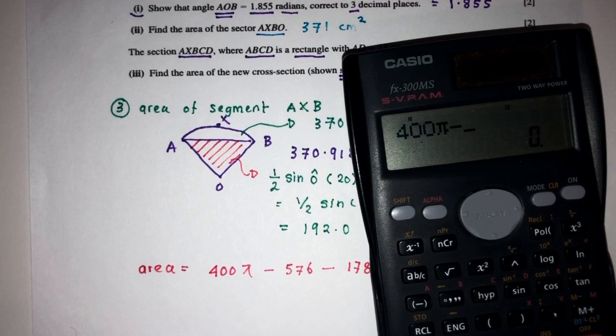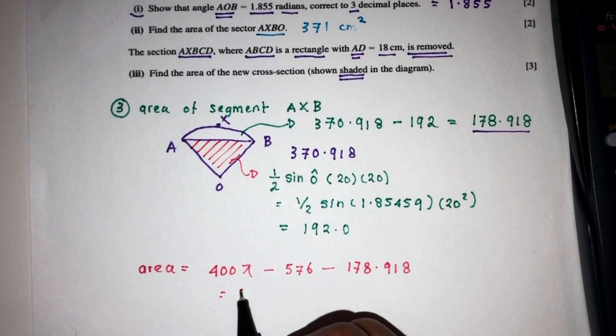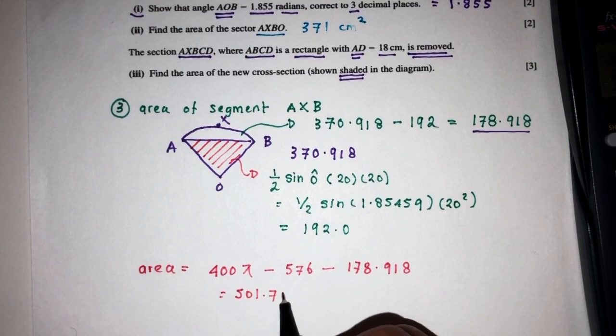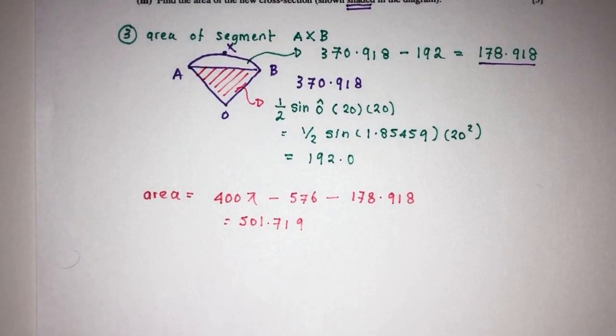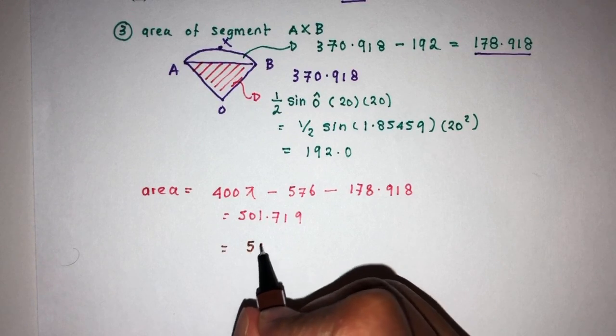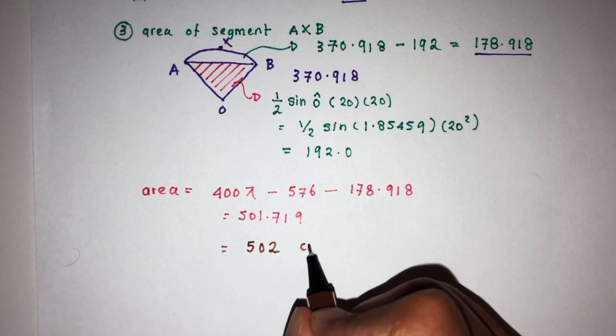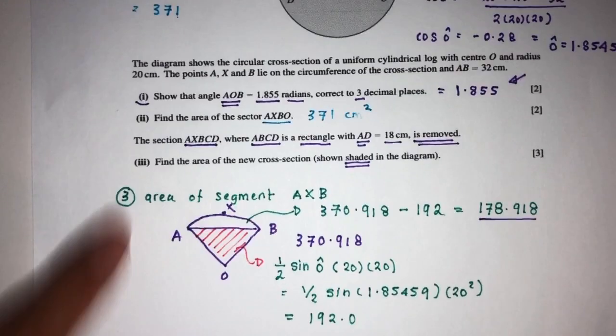400π minus 576 minus 178.918 will be 501.719. Again, if you have non-exact values, we have to write this down correct to 3 significant figures. That will be 502, and that will be centimeters squared as your answer. That will be part 3 of this question.